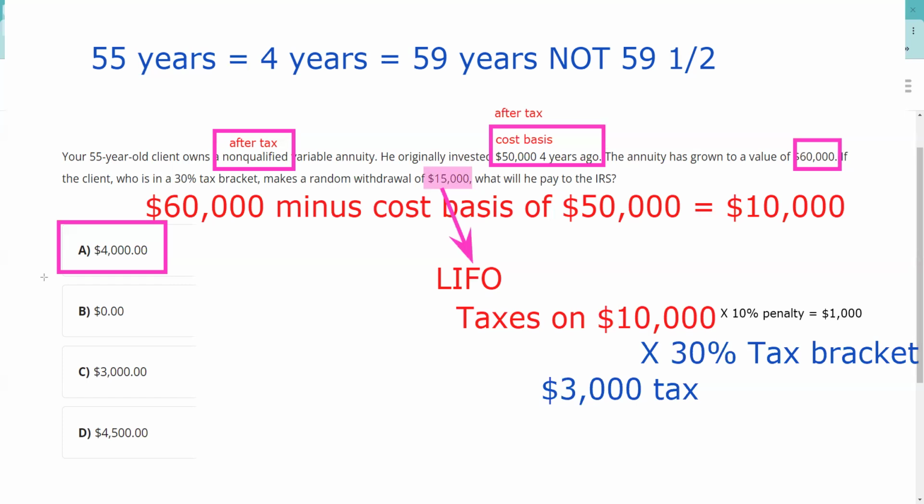So I'm not sure what the hang up was for this particular test taker. I do think this is reflective of a kind of variable annuity question you might encounter on your exam, either Series 7, 65, or 66.